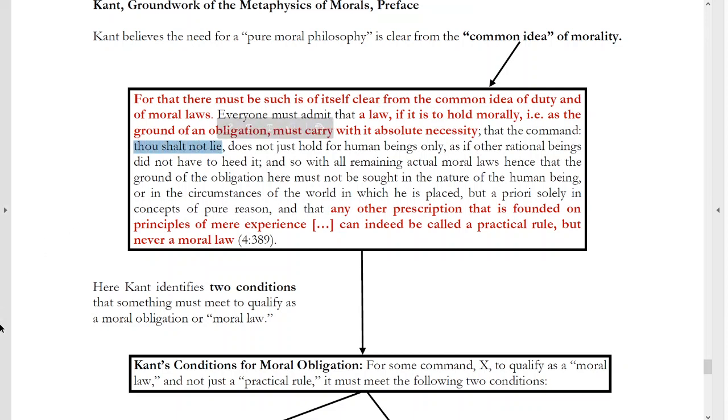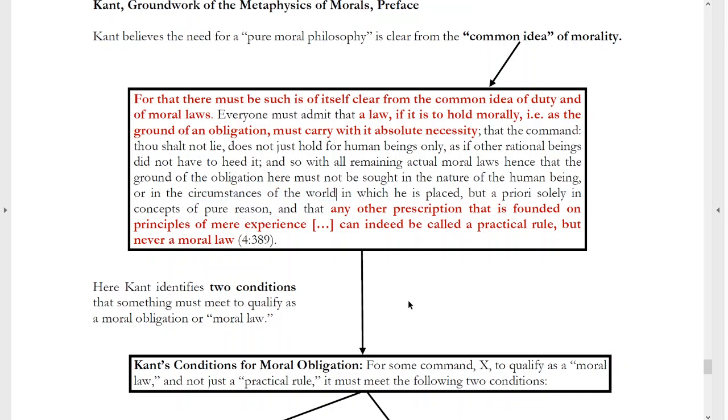When we hear that command, what do we think? If you just ask yourself, what do you think that means? Does it mean don't lie unless it would be helpful to you? Does it mean don't lie unless you really want to? Does it mean just don't lie if you feel like it, or don't lie sometimes? He says, no, if this is really a moral command, then what it means is don't lie ever. What it means is it doesn't matter what circumstances of the world you find yourself in. If that's really a moral law, if it's really a moral rule, then it always has to be followed.